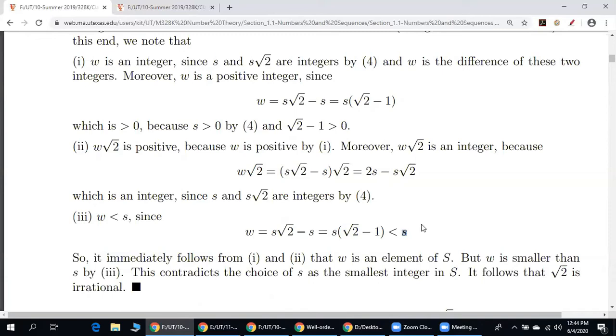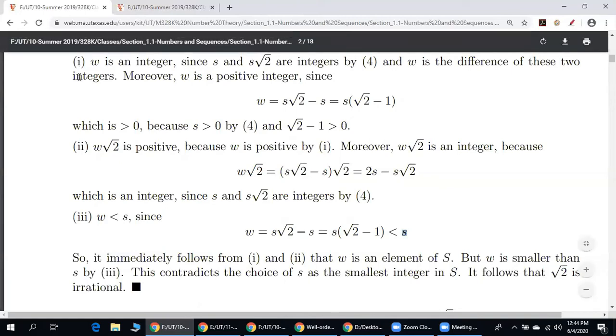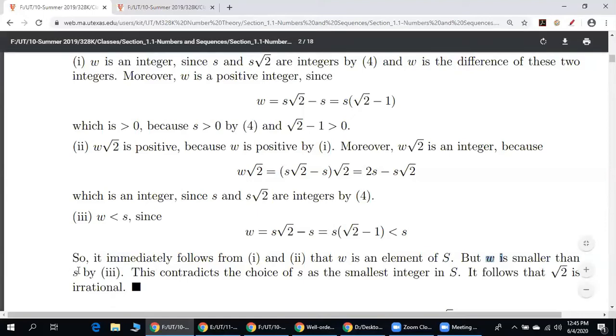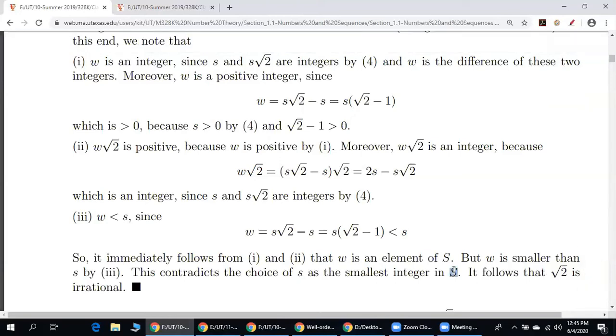And now let us put pieces together. By 1 and 2, W is an element of S because both W and W times square root of 2 are positive integers. By 3, W is smaller than s. Repeat once again. W is from S and W is smaller than a lowercase s. We got a contradiction because s is the smallest integer from S. Since we got a contradiction, square root of 2 is irrational.